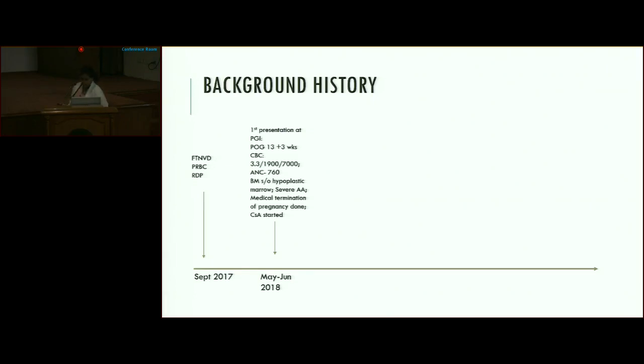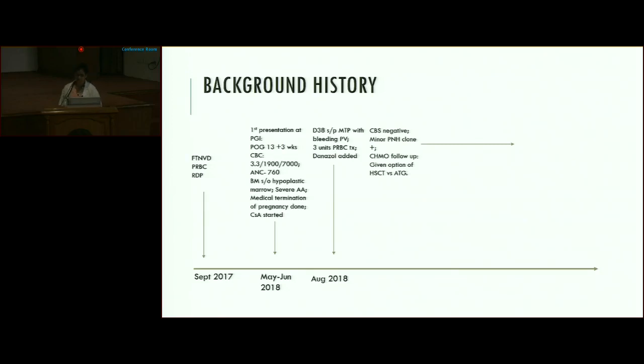However, within the next 30 days, she again presented with bleeding PV. She received 3 units of PRBC and danazol was added along with cyclosporin, and then she was discharged. She was under CHMO follow-up after that. Her chromosomal breakage studies were negative and minor PNH clone was positive. So a diagnosis of acquired aplastic anemia was kept.